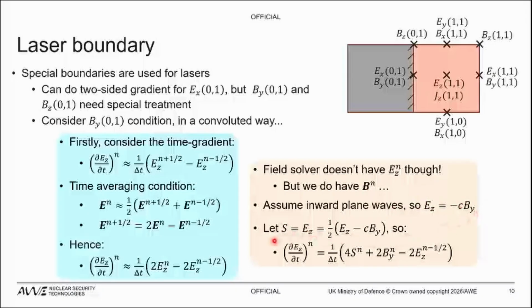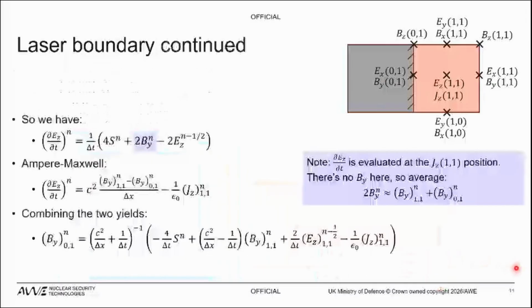And we'll parameterize it with this S term here, so that we can write the time differential of Ez for dt as 1 over delta t times 4 Sn plus 2 By at n and Ez at n minus half. These two terms we know. This term we can set for whatever laser that we have coming in, which is great. The only problem is at no point have I told you what By01 is. So we're going to take this general expression here and break it apart a bit.